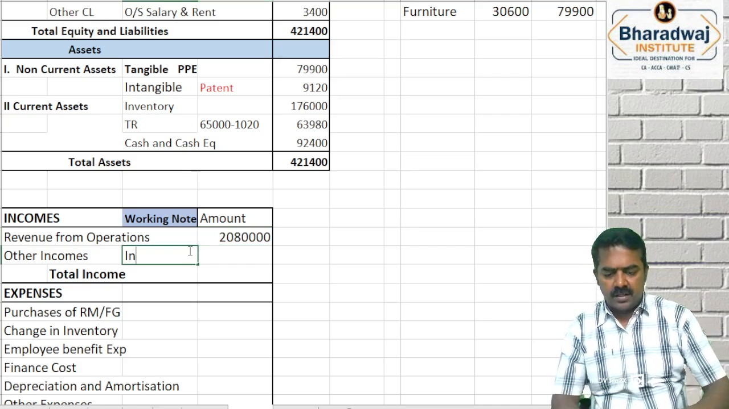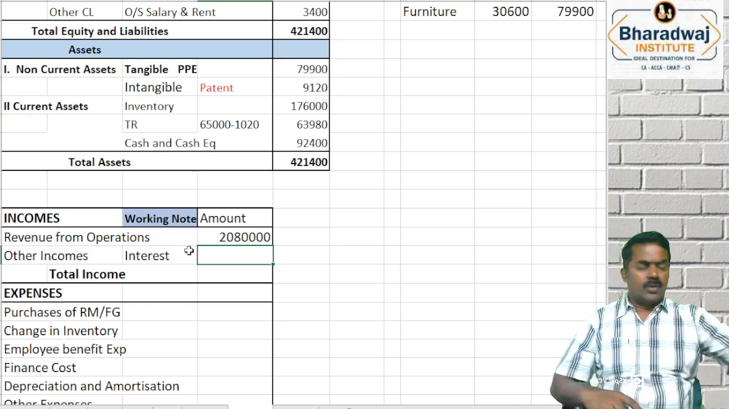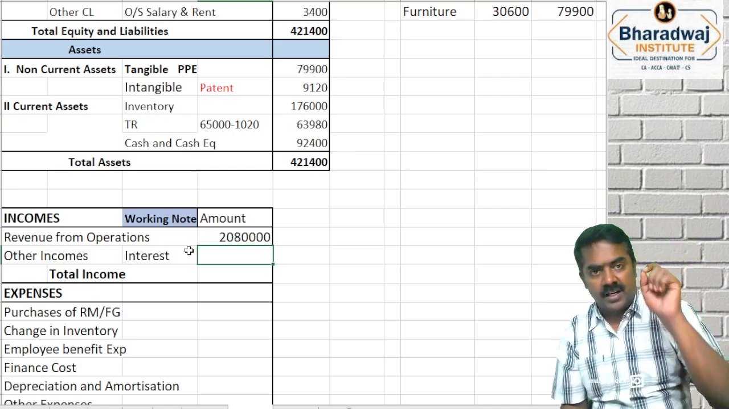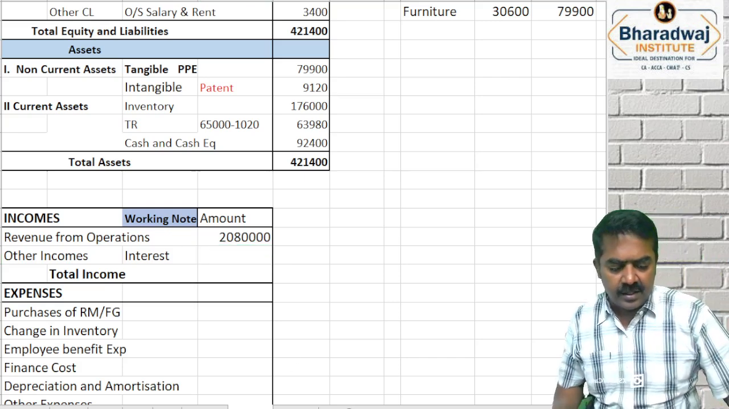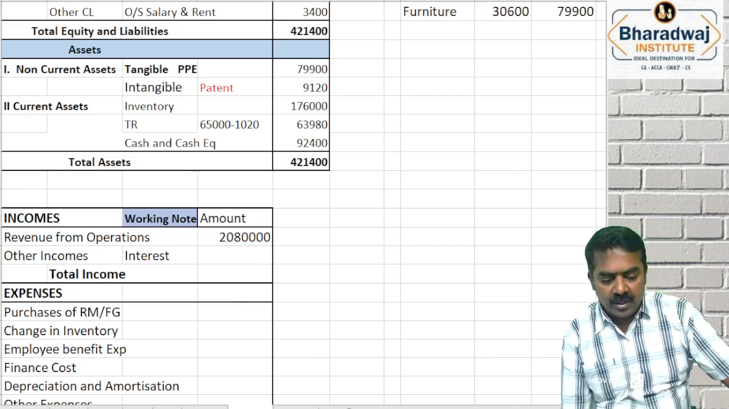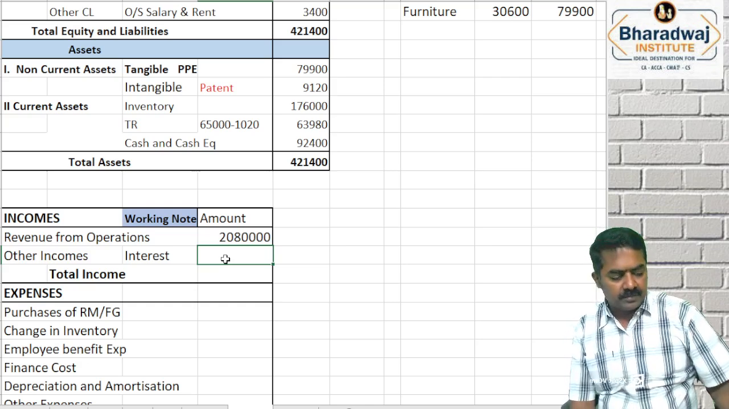Credit side interest income. Don't add accrued interest and all. Accrued interest is given in the trial balance. It's already adjusted. When an item appears in the trial balance, it means the journal entry has already been passed and ledger posting has been done. So no need of making any adjustment. Interest on investments, how much is there? 48,000.